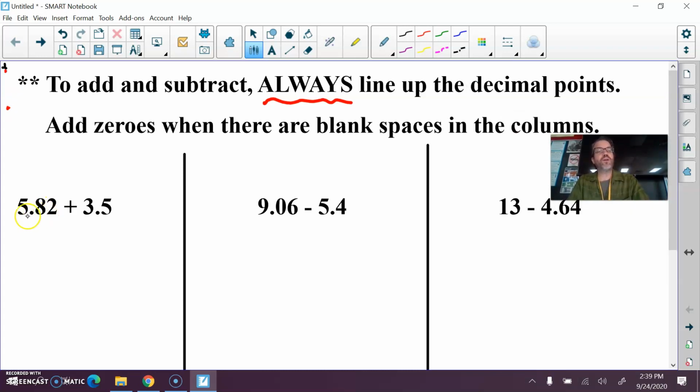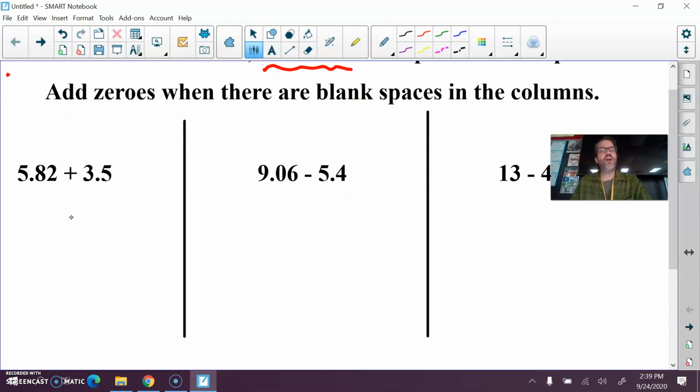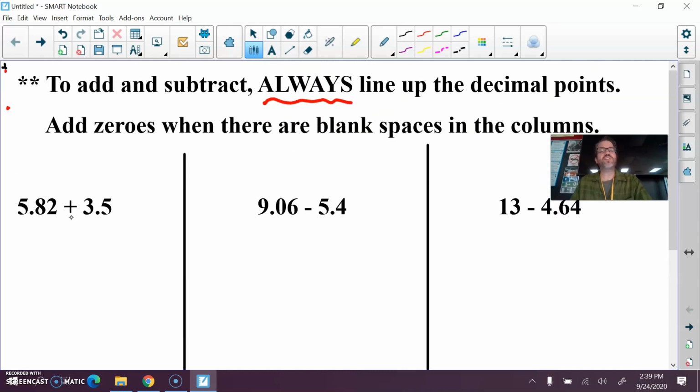But look at this problem here. I have 5.82 plus 3.5. Now, the first thing I want to do is stack these numbers. They'll be much easier to add if I stack the numbers. And it's also very important that we write neatly, and you must show all of your work. So I'll write down 5.82. And then underneath that, I'm going to write 3.5.